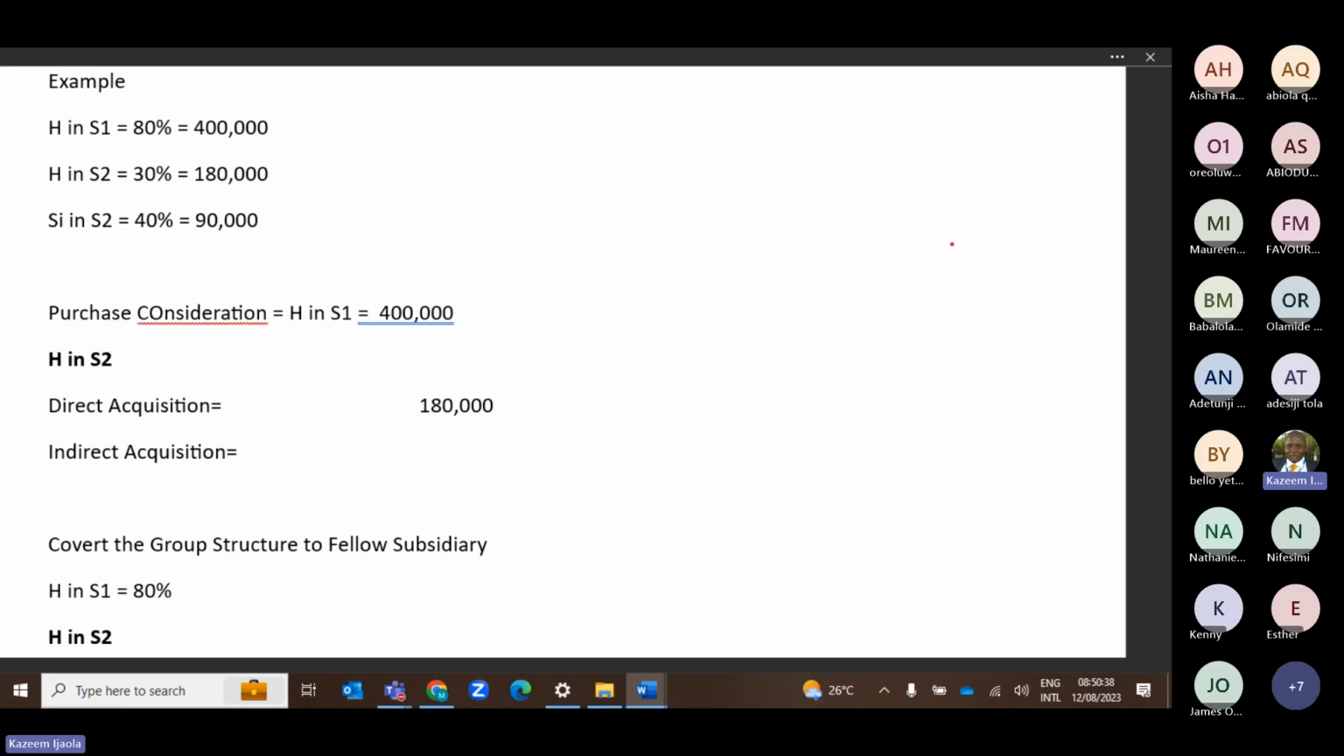If whoever gives me the answer wins 1,000 naira, should it be data or credit? Let's make it credit. I'll send you 1,000 naira credit. What is the indirect purchase consideration?